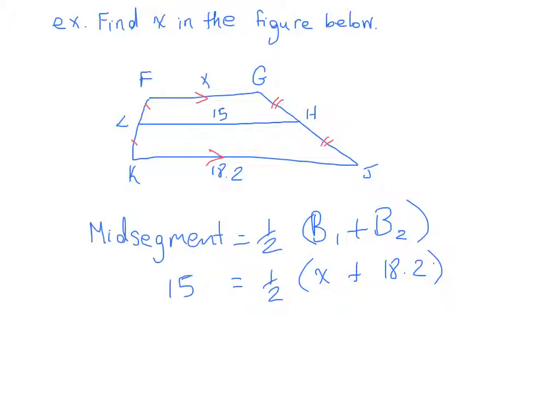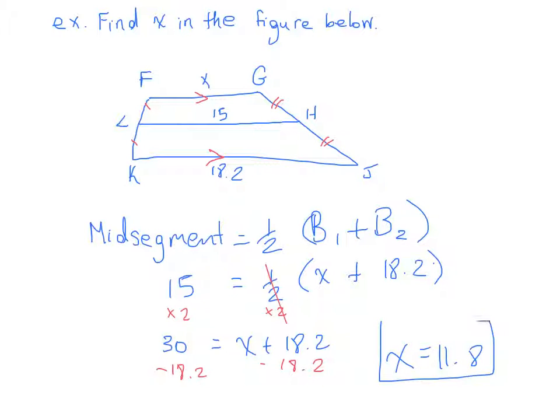All right, so now we have a wonderful equation, and solving it is not that hard. We can go ahead and multiply both sides by 2, so we can get rid of that. And we get on the left that 30 is equal to x plus 18.2. And now we can go ahead and subtract 18.2 from both sides, and we get that x is equal to 11.8, and that's our answer. All right, and that's how the mid-segment of a trapezoid works.